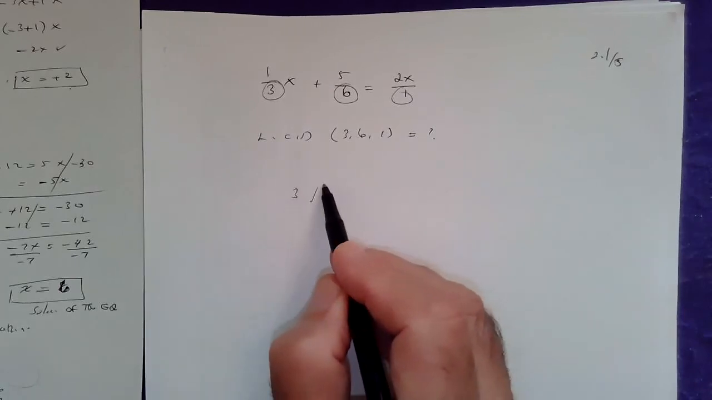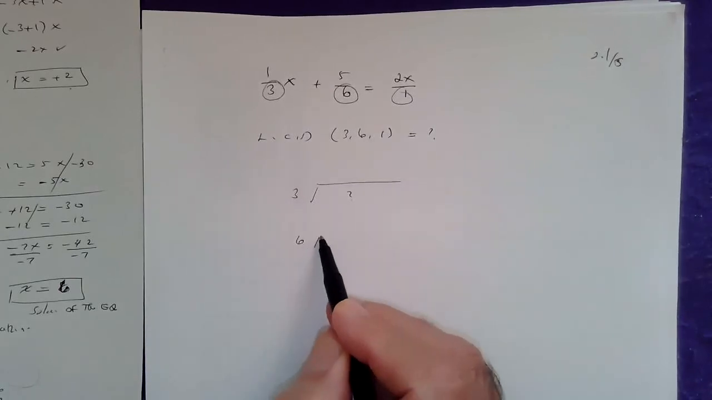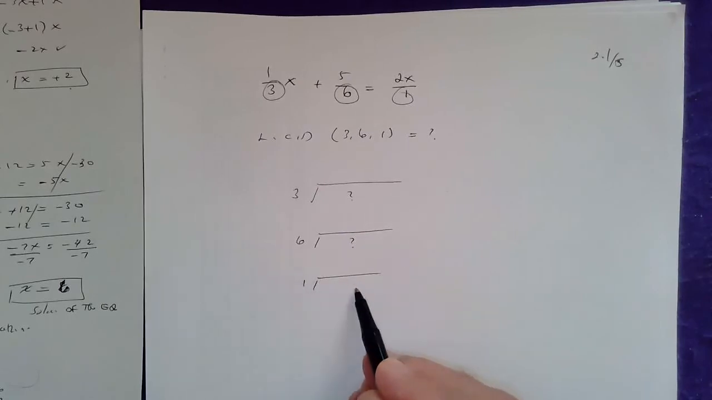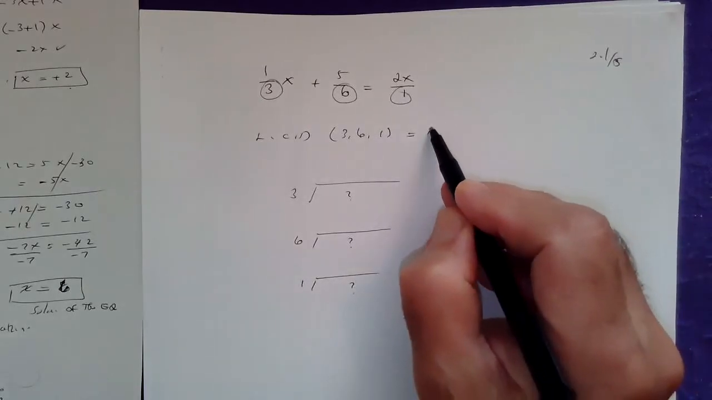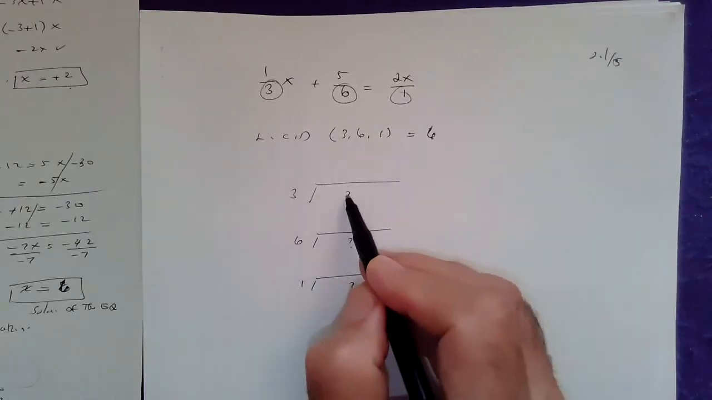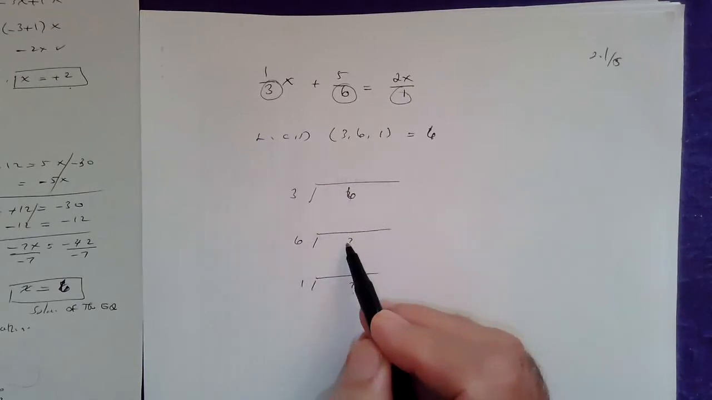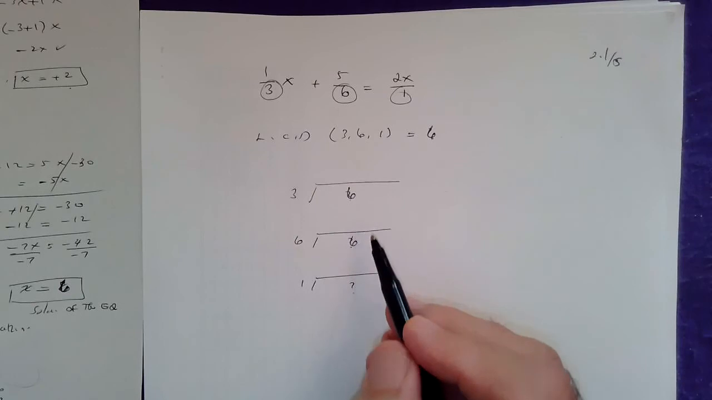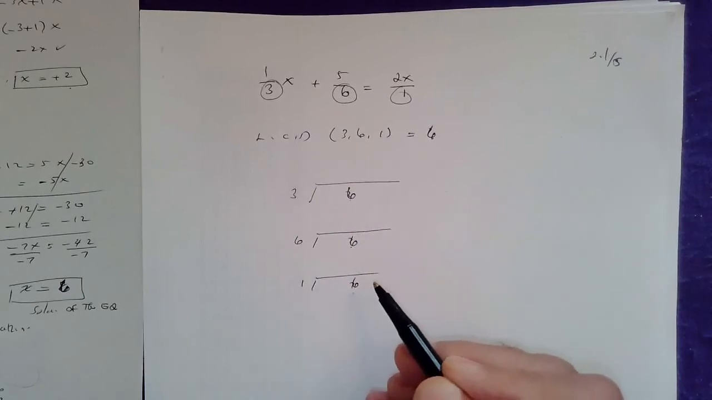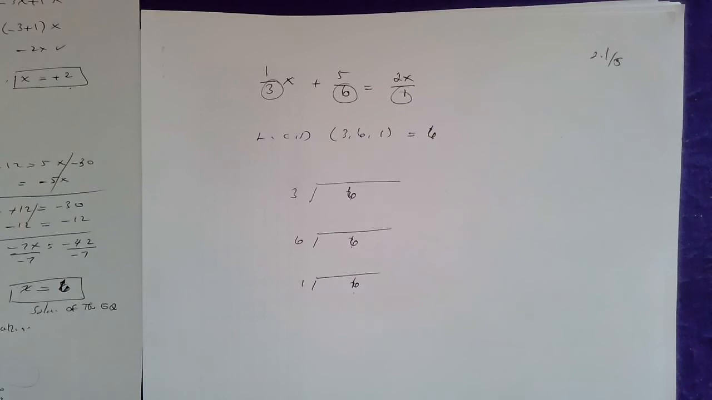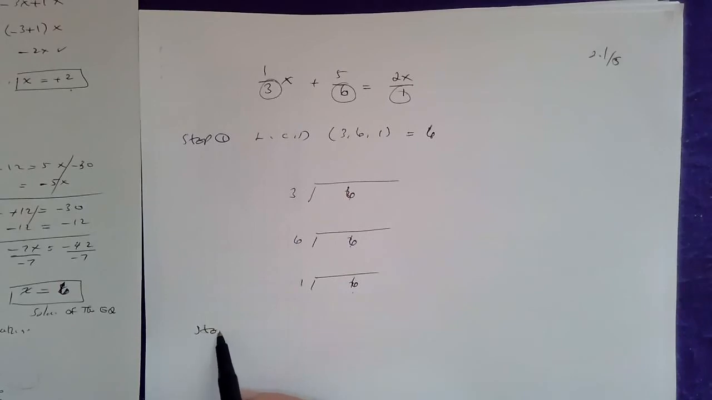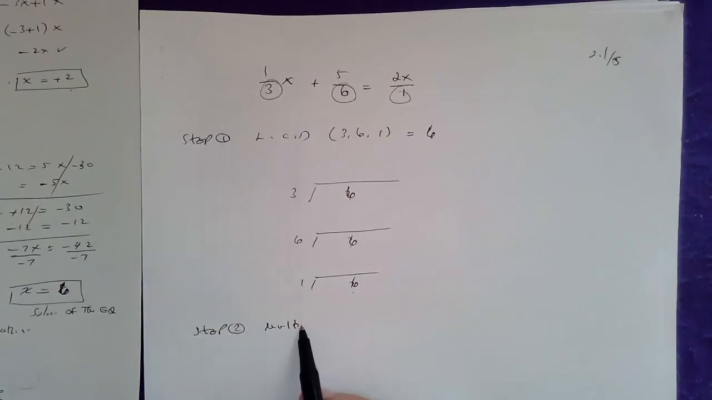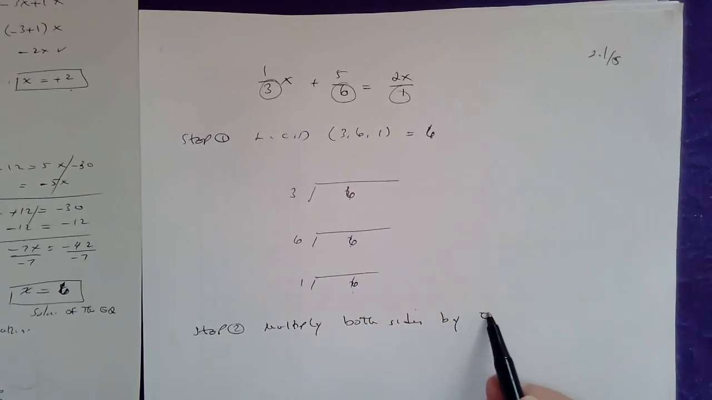That means I'm looking for the smallest number that 3 and 6 and 1 divide into. So it turns out the magic number is 6, because 3 goes into 6 twice, 6 goes into 6 once, and 1 goes into 6 six times. So we are good. So the first step is find the LCD. Step 2 is multiply what? Both sides by the LCD.